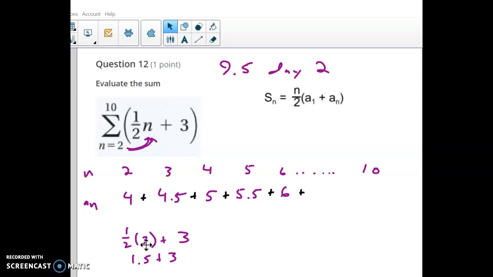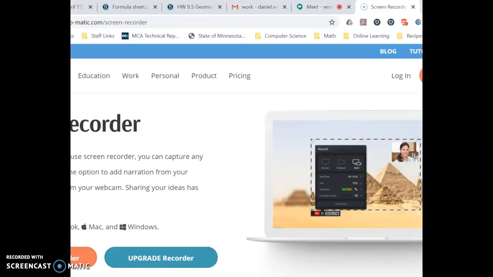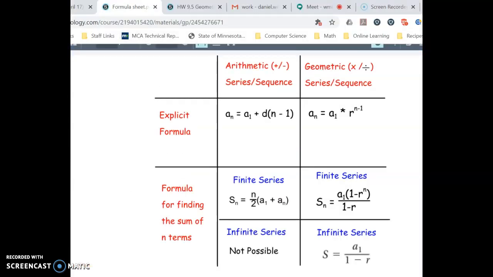Okay, so again, if you need help with those formulas, use the formula sheet. Right, we have an arithmetic sequence. We're trying to find the sum. It's a finite series. Sorry, it's a series, I guess, not a sequence. And it's finite because it ends at the 10th term.